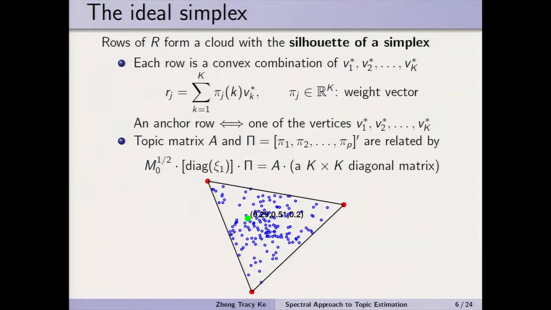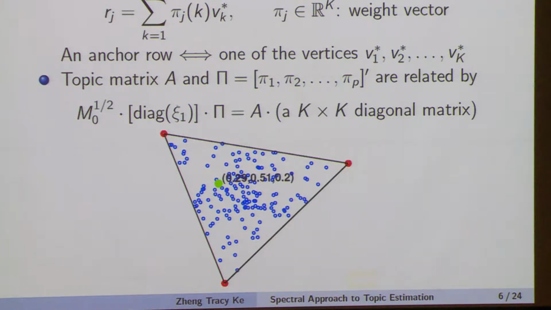R is a tall and skinny matrix. Each row is in dimension k minus 1, and it represents a word. Let's say if k equals 3, then each row of R is a point in dimension 2. Here is the plot. Surprisingly, we find that these rows of R are all contained in a triangle, and the red points represent the anchor words. You can see that all the anchor words of one topic fall exactly on one vertex of this triangle. And the non-anchor words are in the interior. And this insight generalizes to a general K.